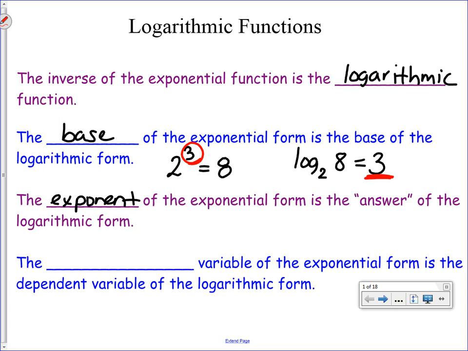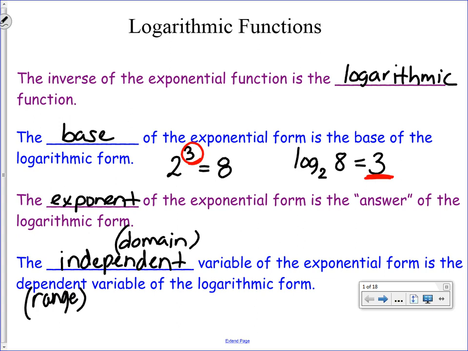And remember, because these are inverse functions, your inverse function switches your input and your output. So the independent variable of exponential form is the dependent variable of logarithmic form, because again, it's going to switch your input and your output. Or think of it in terms of domain, because that's your independent variable, and range is your dependent variable. So the domain of exponential form is the range of logarithmic form.